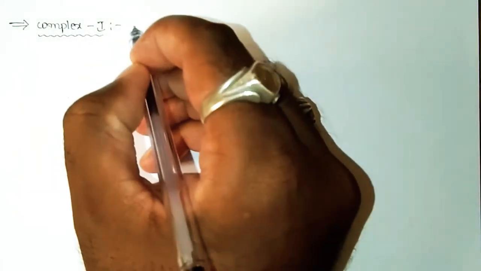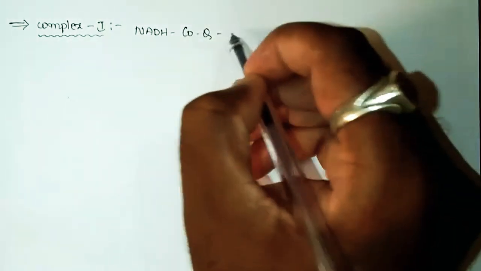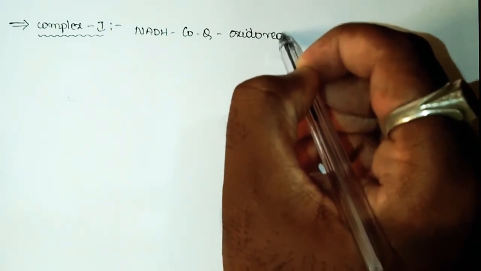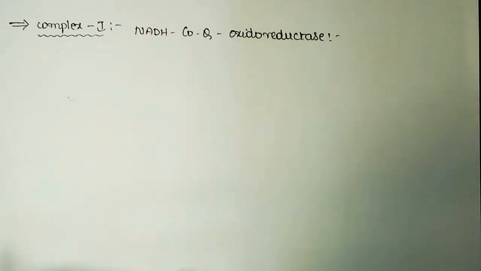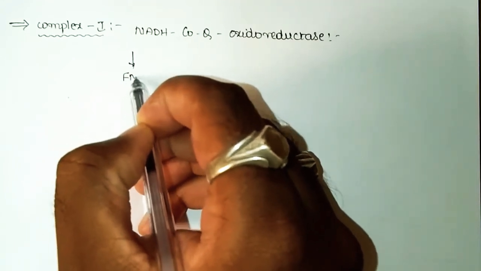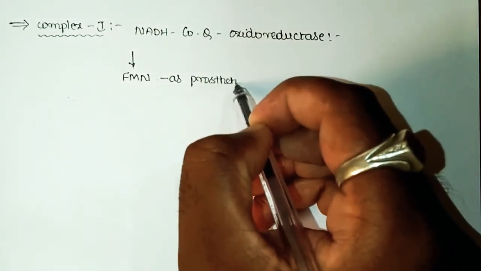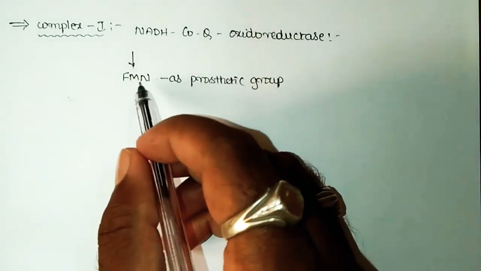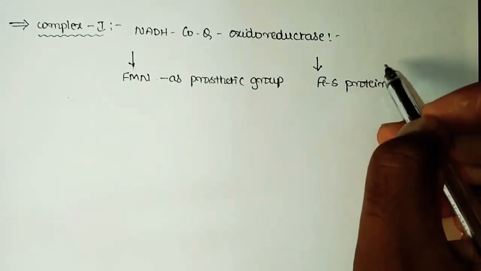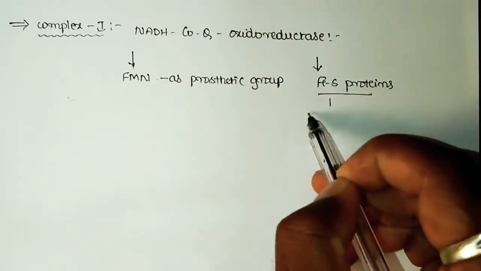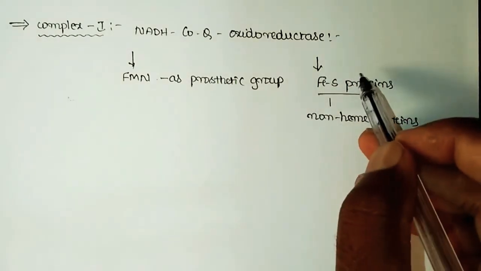The complex 1 is called NADH coenzyme Q oxidoreductase, which is the complete name of the complex 1 that takes place in the electron transport chain in the inner membrane of the mitochondria. And this complex 1 contains FMN, that is flavin mononucleotide, as a prosthetic group, and along with flavin mononucleotide, this complex 1 also contains iron sulfur proteins, and these iron sulfur proteins do not contain a heme group, and because of that reason they are also called non-heme proteins.